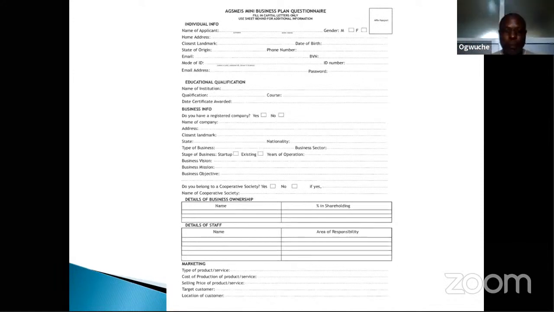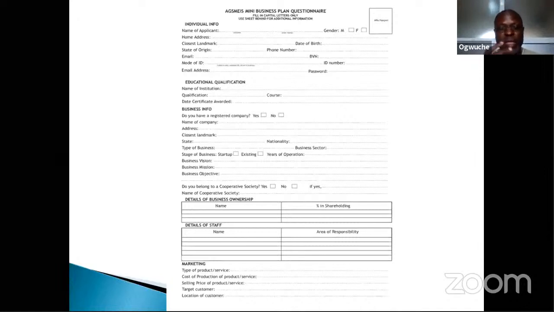Details of business ownership. Here, is it a sole proprietorship? That's you're the sole owner. If you're the sole owner, you just write your name and then your percentage, which is 100%. But if there are others, if you're a registered company, of course, that means there will be other shareholders, because CAC will not register a company for you without other owners. So you indicate who the other owners are and then their shareholding in that company.